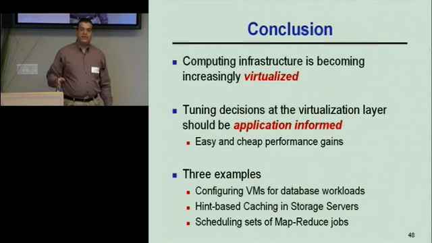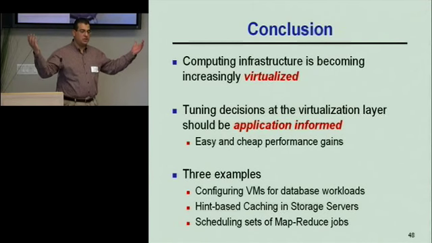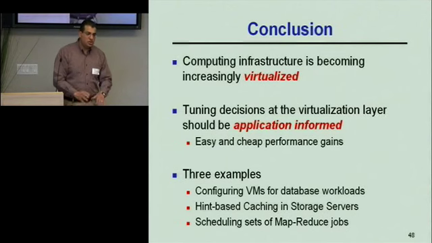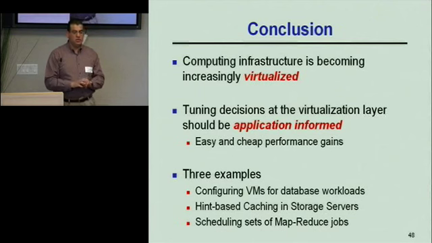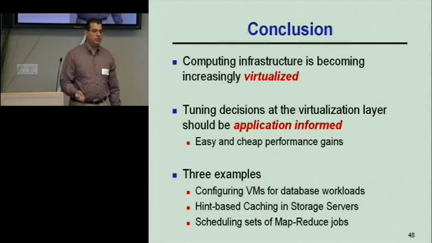Now, at the abstract level, this is motherhood and apple pie. Who would argue against application informed tuning? What I showed you in this talk is 3 concrete examples of how to make these application-informed tuning decisions: for configuring virtual machines for database workloads, for caching and storage servers, and for scheduling MapReduce jobs.